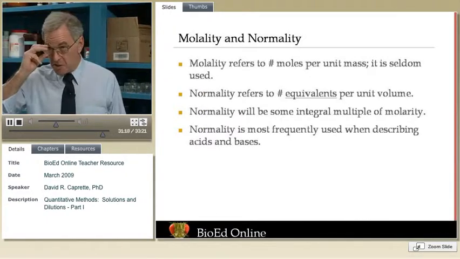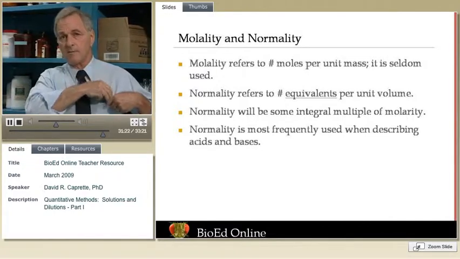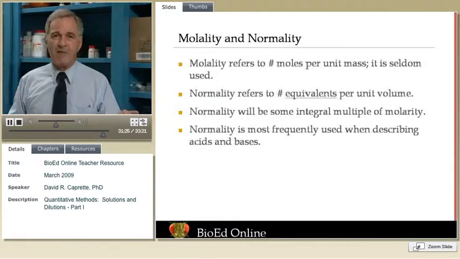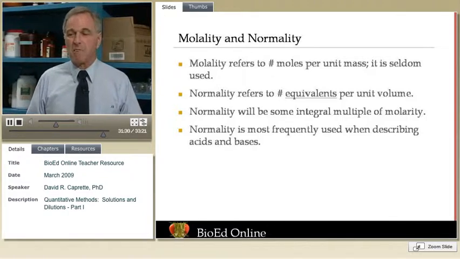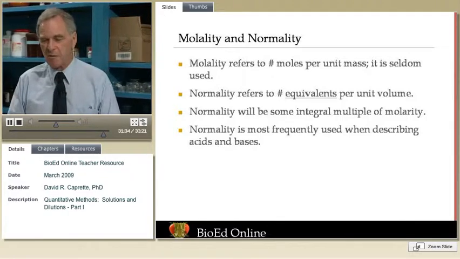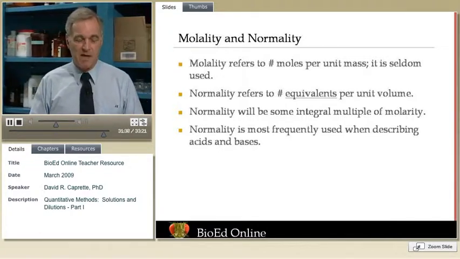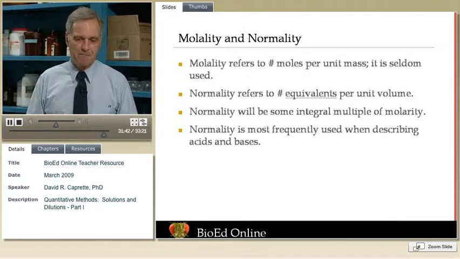Now there's two kinds of formulas that you're not going to encounter very often, but if you do, it's a good idea to know what they mean. One of them is molality. Now I'll be honest with you, I have never prepared a solution using a molal formula. Molality simply refers to number of moles per unit mass instead of unit volume. And I'm not going to talk about that anymore. You probably never will run across it.